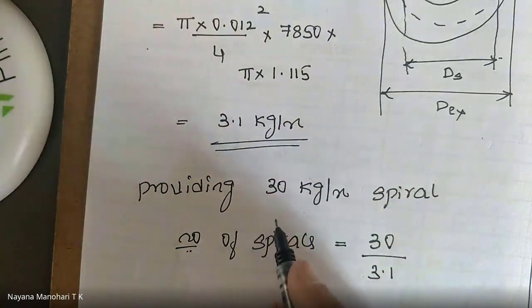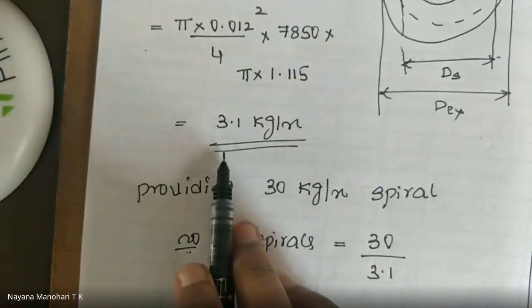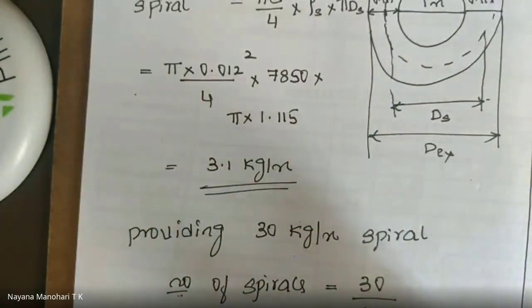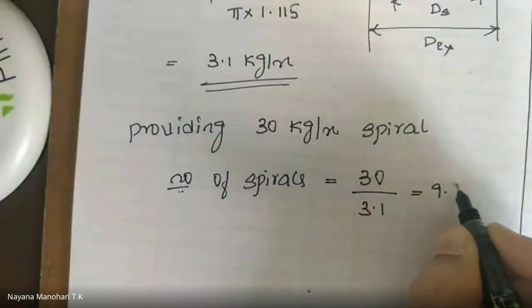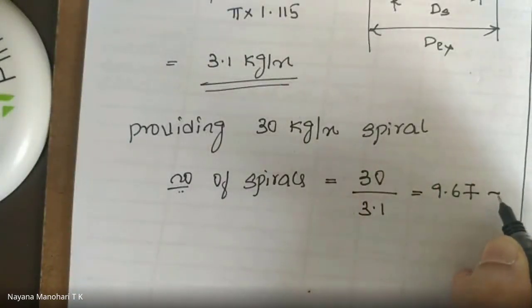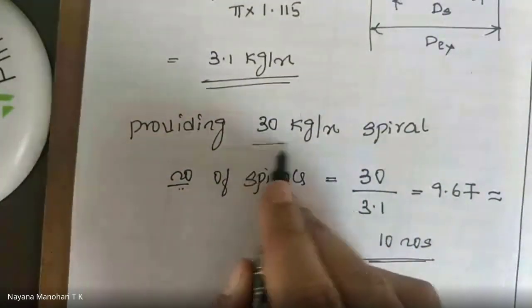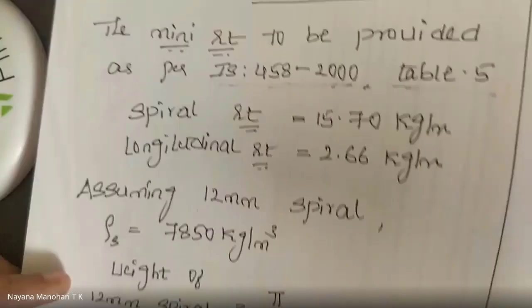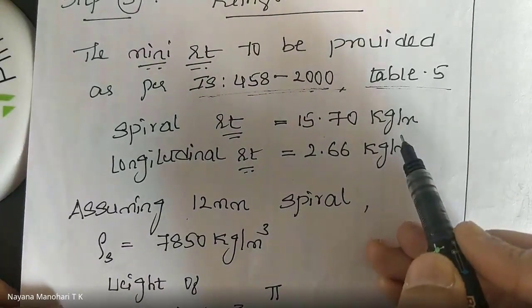The total kg for the spiral reinforcement needed is 30 kg, divided by the individual weight of each 12 mm spiral, 3.1. You will get 9.67. Round it up to 10 numbers. You need to assume this. But as per the code book, the minimum spiral reinforcement is 15.70 kg per meter.